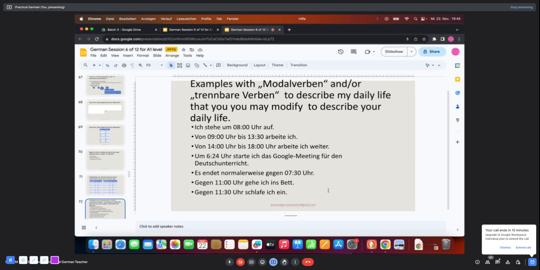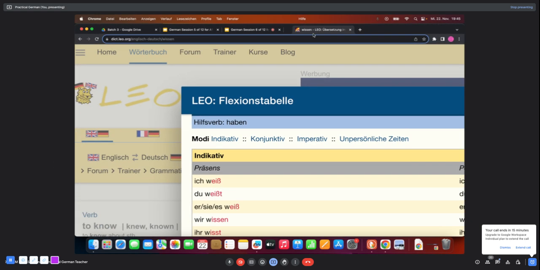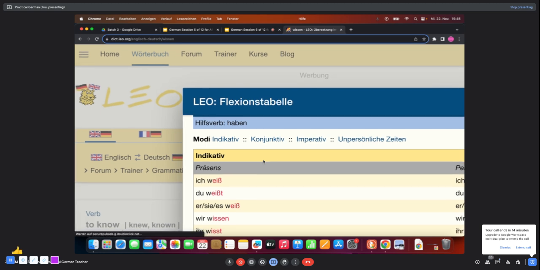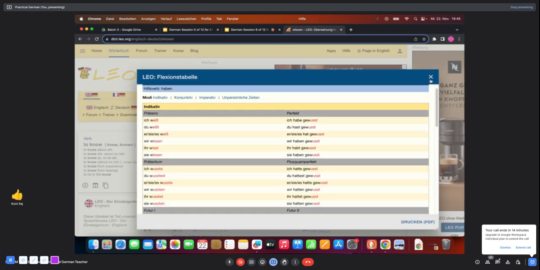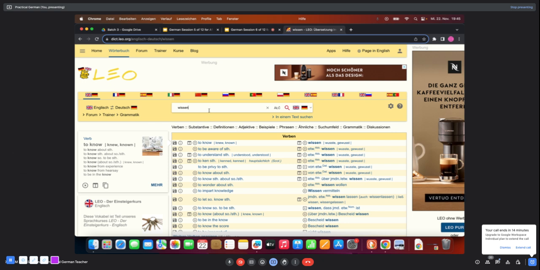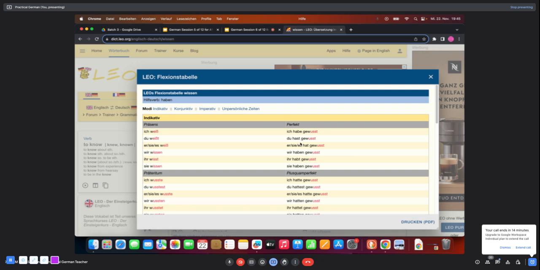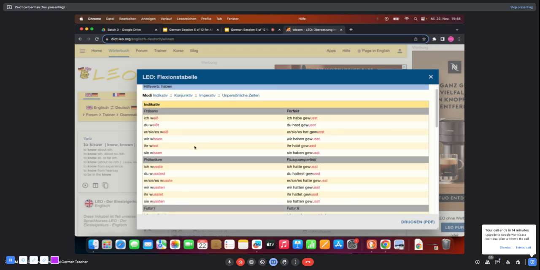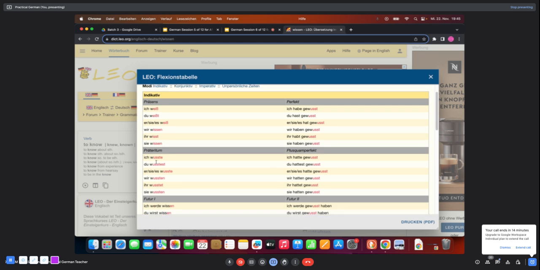All right. So you can see the slide, right? Examples with Modalverben. Can you see it? Yes. Okay, perfect. I think I know what happened. Can you see the Leo website now? So what I said is that you just go to Leo and type wissen, and then here you will have this book symbol, and then you click on it, and you will have the conjugations in present, and you have Präteritum. Just learn this.